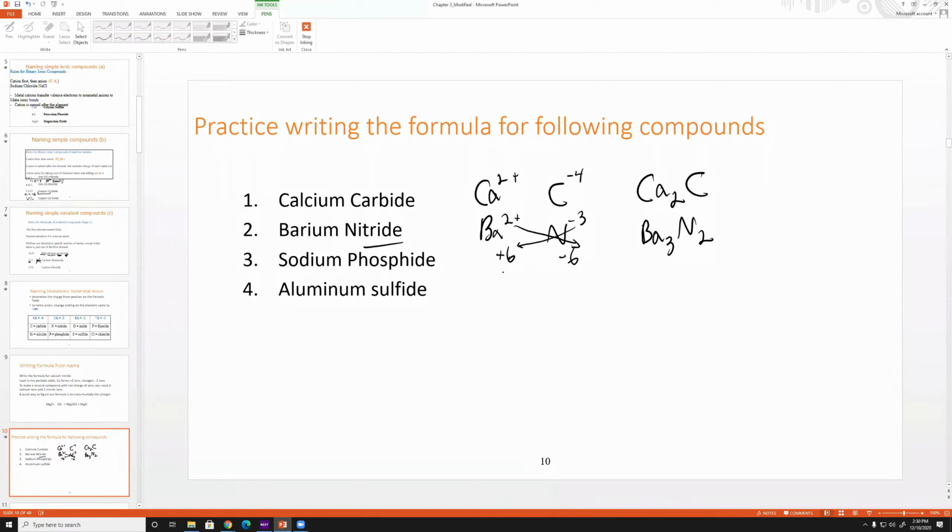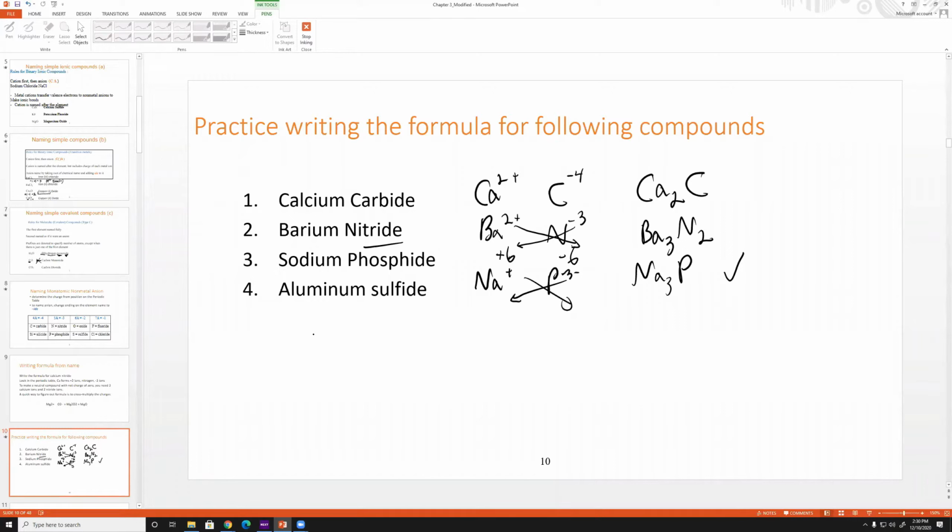For the next one, sodium phosphide, we can do the same thing, Na+1, and then phosphorus is P3-. If we did the crisscross rule here, we would get Na3P. And that works out mathematically because we have 3 sodiums, so it would be 3+, and then you'd have 1 phosphorus, which would be 3-, and then that would work out.